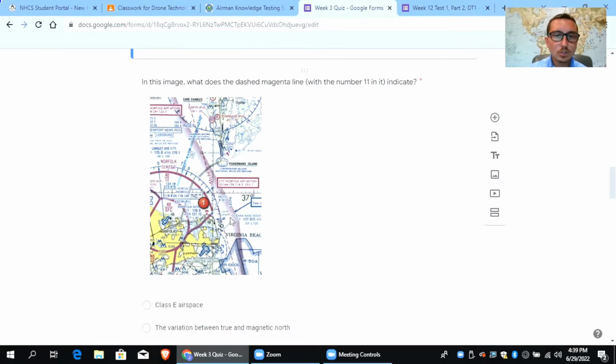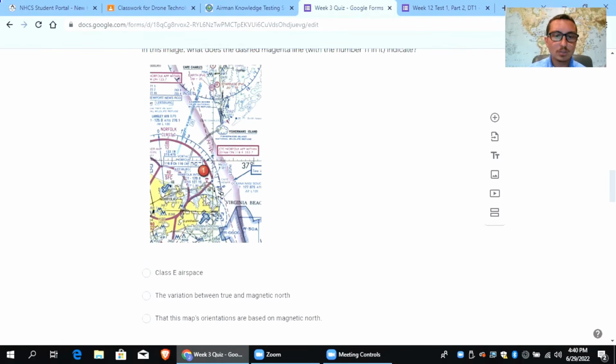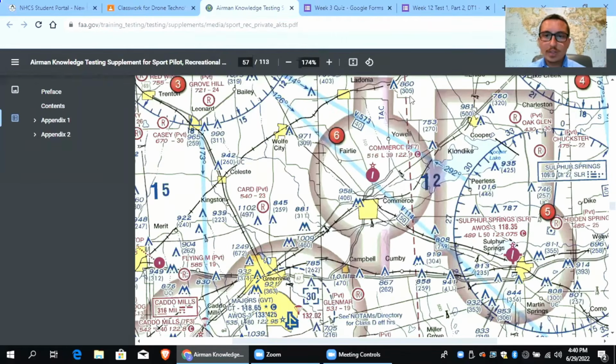In this image, what does the dashed magenta line with the number 11 in it indicate? So we actually saw this in the last one too. I was going to get to it, but I knew this one was coming. So let me show it over here as well. So in this one, you see this dashed magenta line, and maybe in that last question you were thinking, hey, there is a dashed magenta line. Doesn't that mean it starts at the Echo airspace, starts at ground level? No, no, no. This is not airspace. This is just the line.